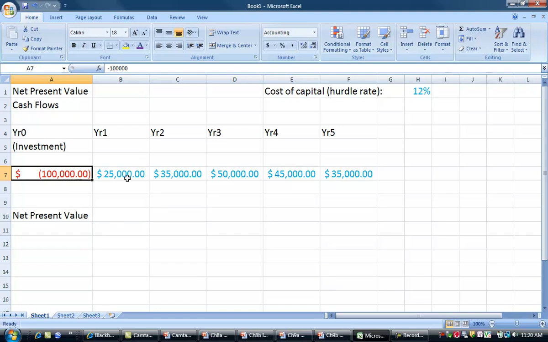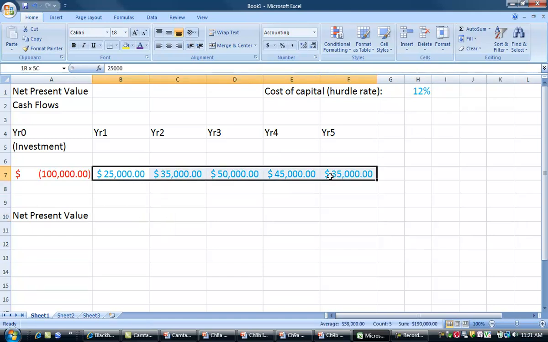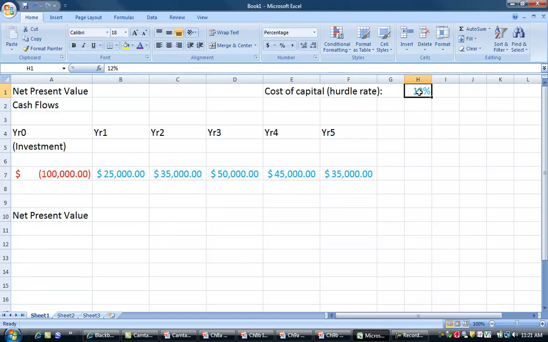You'll notice for this investment we have a series of cash flows that will come back to the company throughout the next 5 years, and that they are uneven. So $25,000 in year 1, $35,000 in year 2, and so on. You also notice here the company has identified that they want to earn at least 12% return on this investment. So the question is, do these cash flows here represent at least a 12% return on this investment of $100,000?